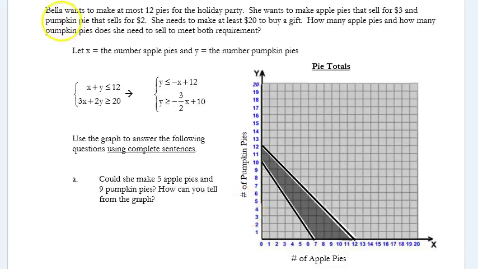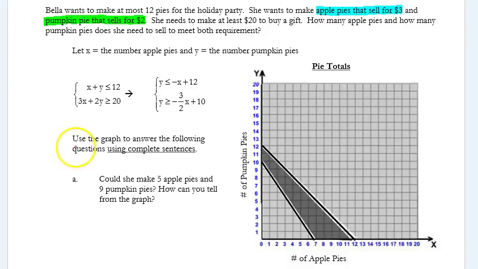In our word problem, we're getting all of our pieces of information. This is how we wrote our inequalities and then solved for y, but we still need them after writing them, or if they've been written for us, because we need this information. She wants to make apple pies that sell for $3, pumpkin pie that sells for $2. That's going to be really important information that we're going to utilize as we move on.